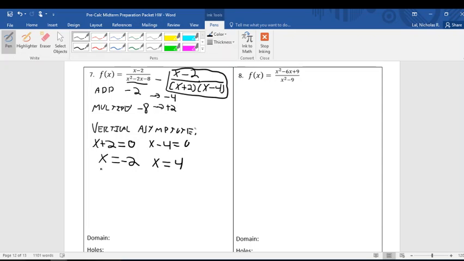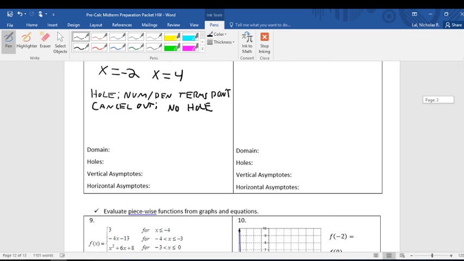And if those are vertical asymptotes, our holes, nothing cancels out. The numerator and the denominator terms don't cancel out. So therefore there is no hole. All right.